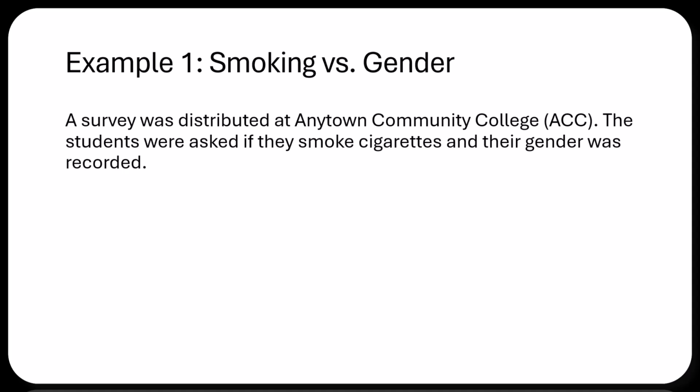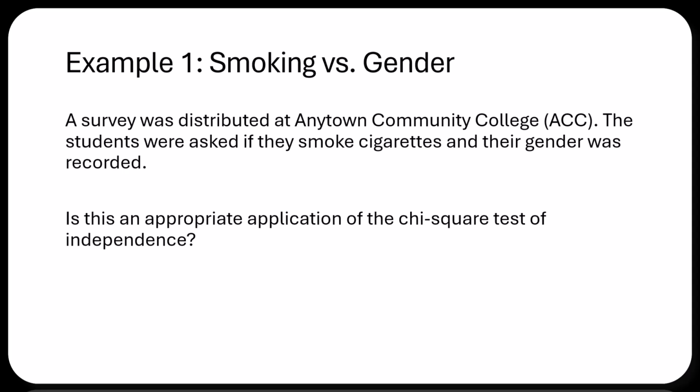Example 1. Smoking versus gender. A survey was distributed at Anytown Community College. The students were asked if they smoked cigarettes and their gender was recorded. Is this an appropriate application of the chi-square test of independence?